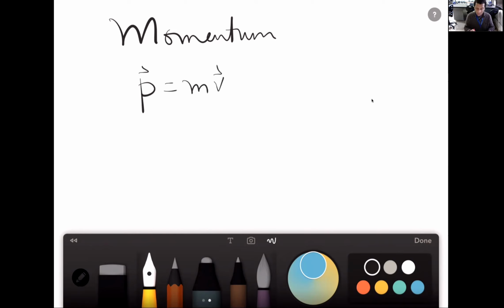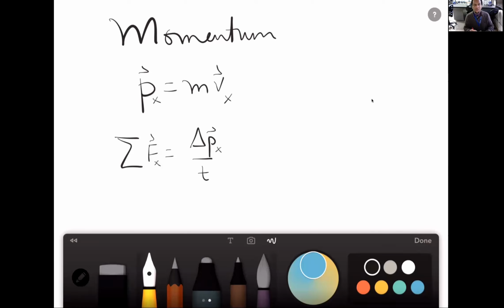So we could still break this down into components if we need to. It could be px, py, all of those things. So we have momentum here, mass times velocity. If I write our equation again, we're going to end up with delta p, and let's say that this is in the x direction, over t.